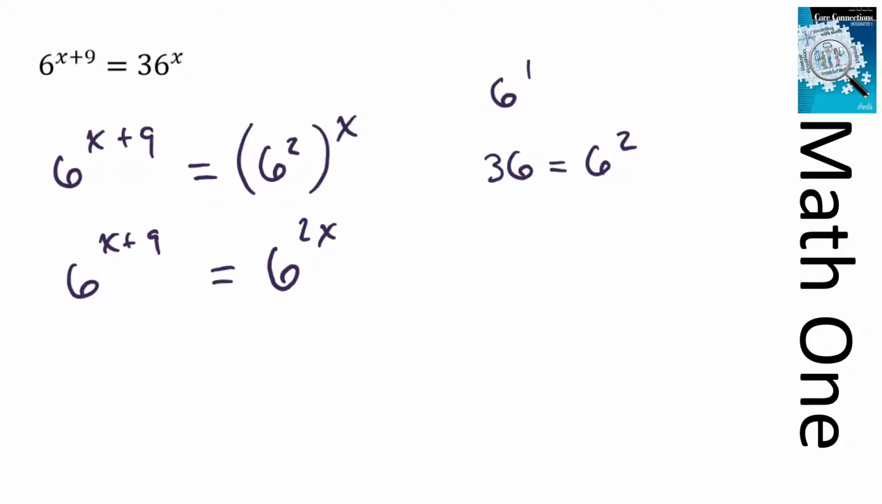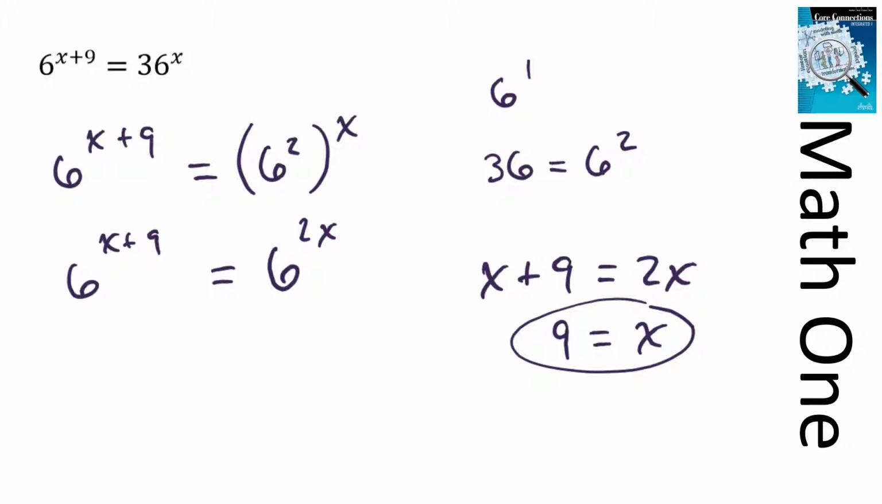Just think about it. If I have 6's and I raise them to the first power, both to the first, I get 6 is 6. If I raise both to the second power, I get 36 is 36. So those exponents need to be equal to each other. So I'm just going to set the exponents equal to each other. I need to figure out when x plus 9 is the same thing as 2x. And that's pretty simple to solve. If I take away x from both sides, I get that 9 has to simply be what x is. So this equation is true when x is the number 9.